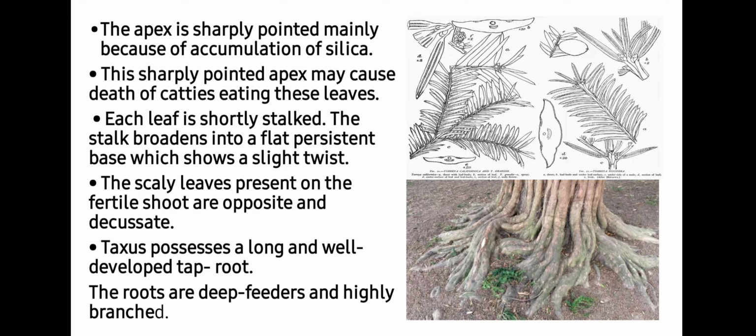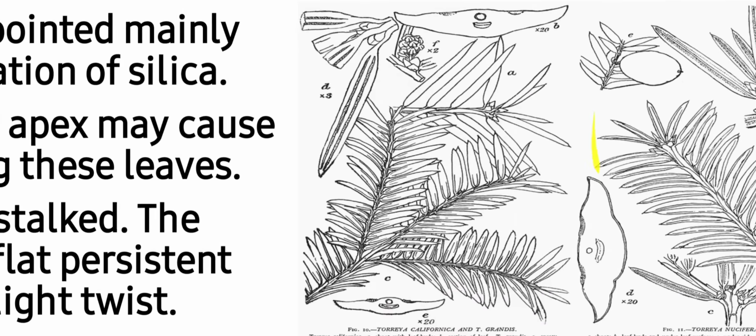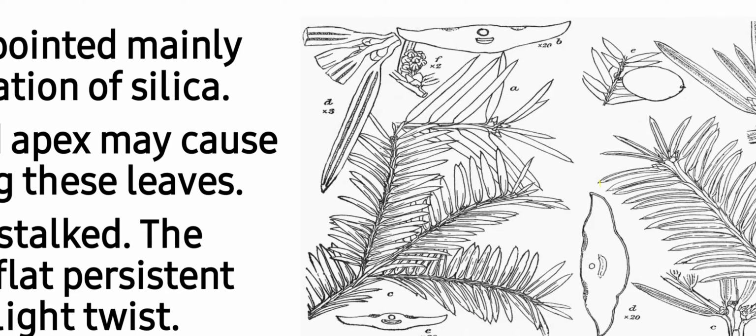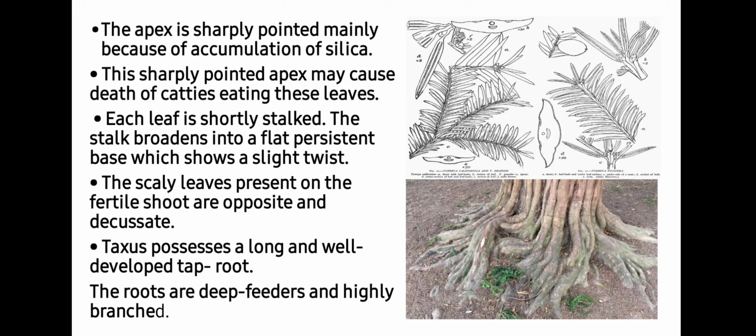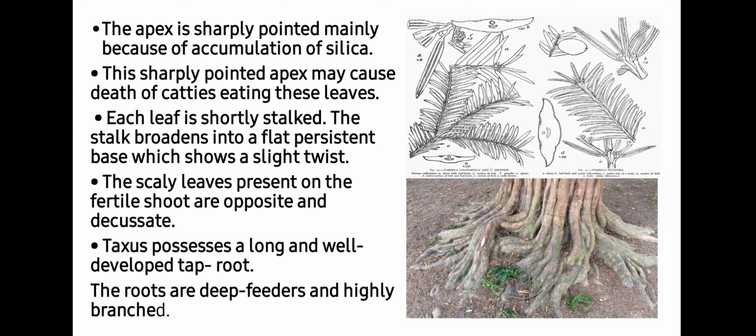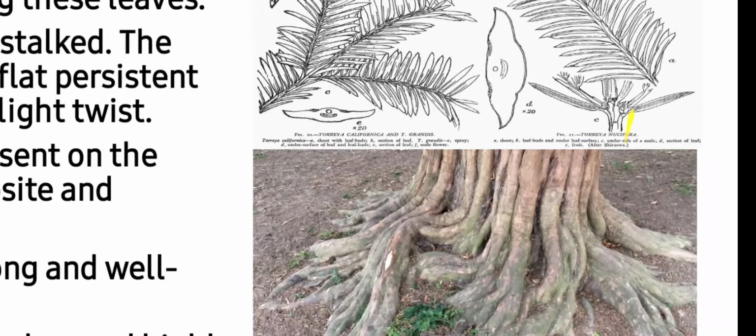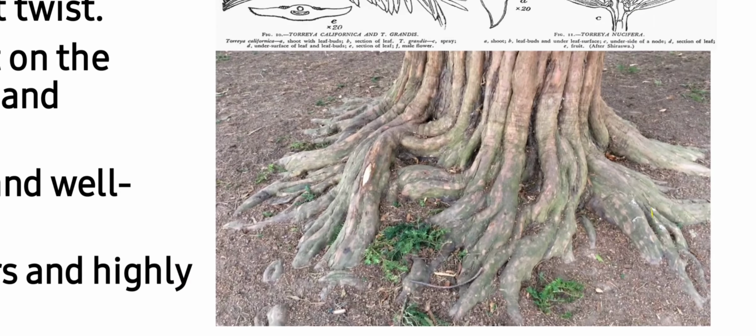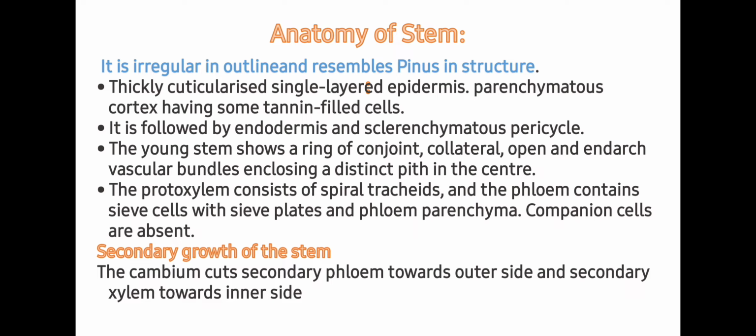Each leaf is shortly stalked. The stalk broadens into a flat persistent base which shows a slight twist, as you can see in these images. The scale leaves present on the fertile shoot are opposite and decussate. Taxus possesses a long and well-developed taproot. The roots are deep feeders and highly branched, as you can see in this image. Next is anatomy of stem.